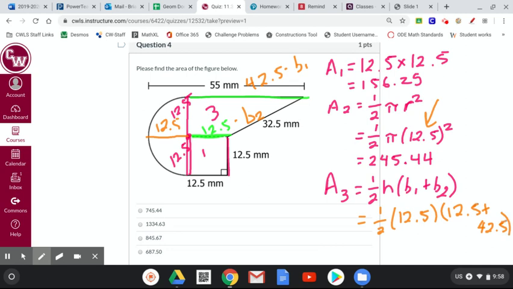So in doing that, make sure when you plug it in your calculator, make sure you plug in the 12.5 plus 42.5 first. Get a number that gives me 55, okay? We're going to multiply that number by 12.5. That gives me 687.5. And then I'm going to divide that number by 2, which gives me 343.75.